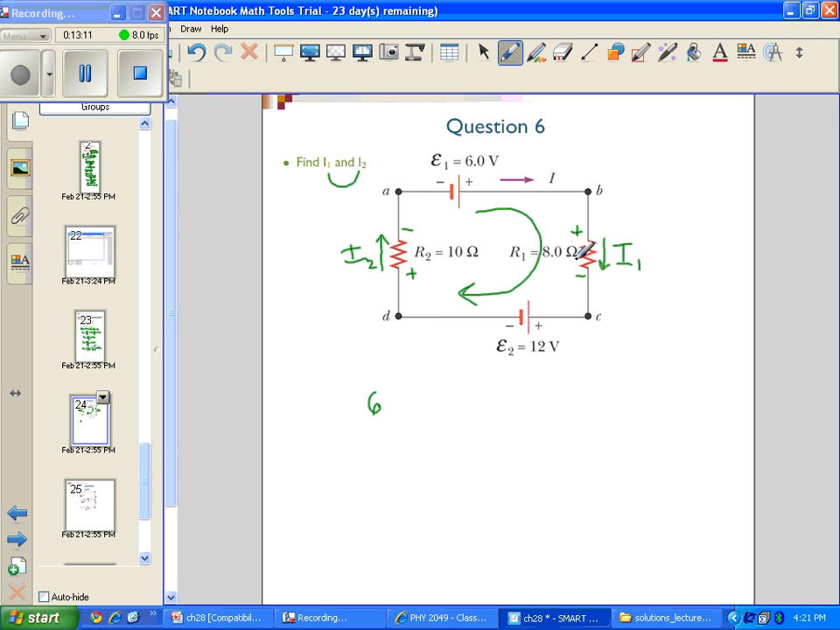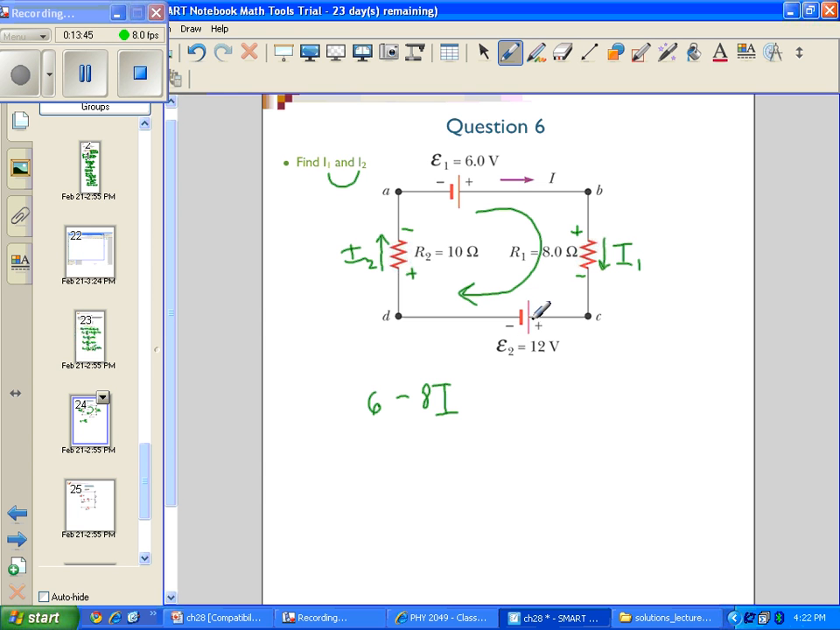When I get to R1, notice that the direction of my loop is from the positive side of the resistor to the negative, or rather along the same direction as the current. And because I'm going from positive to negative, I have to subtract I times 8, or let me write it as 8I. And of course the I is I1, which is the same as I2, so I'm just going to leave it as I.